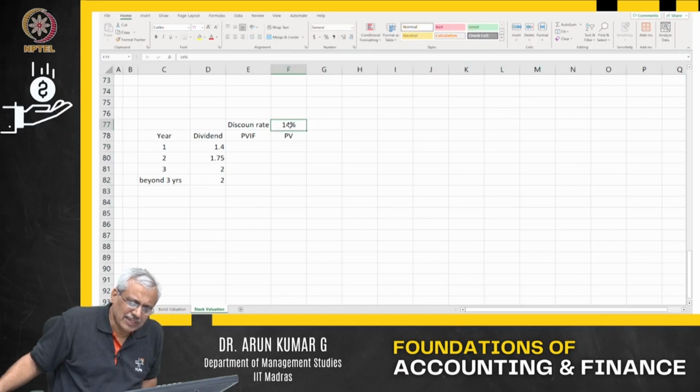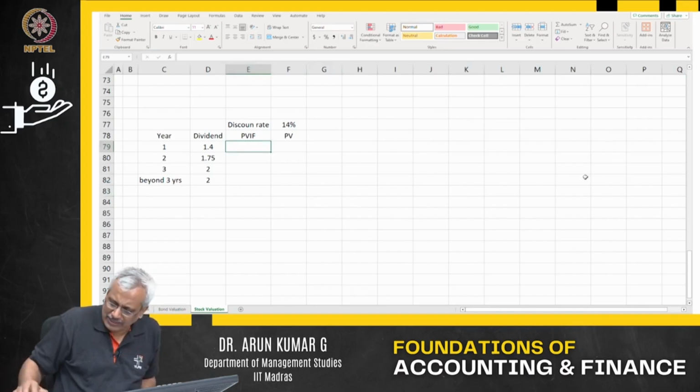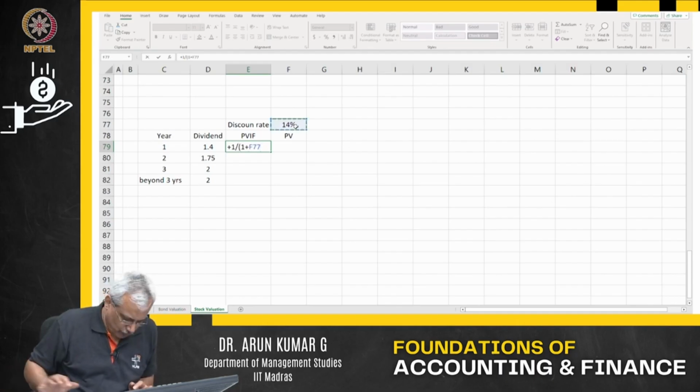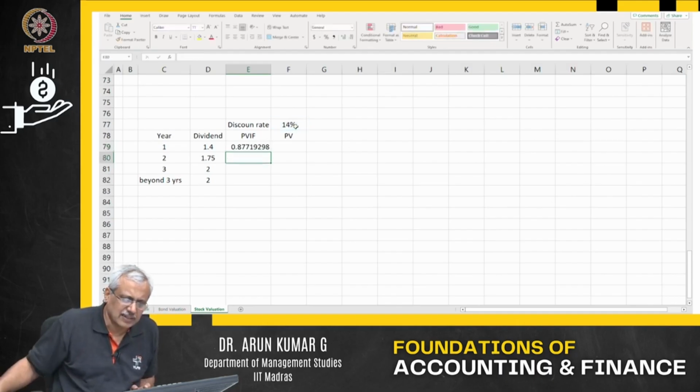Now I need to know the discount rate, which is given as 14%. Now if the discount rate is 14%, what is the discounting factor? 1 by 1 plus 14% to the power of 1 in this particular case. I am just going to keep pulling it for 3 years.